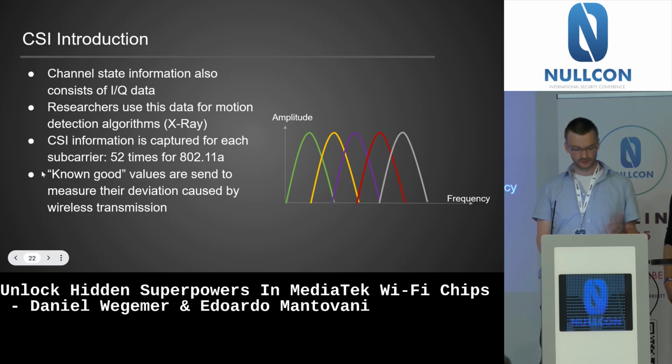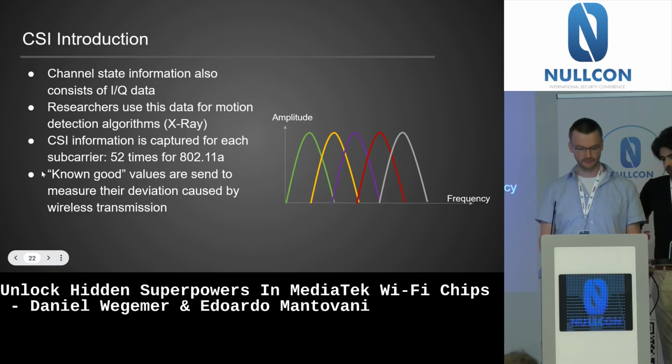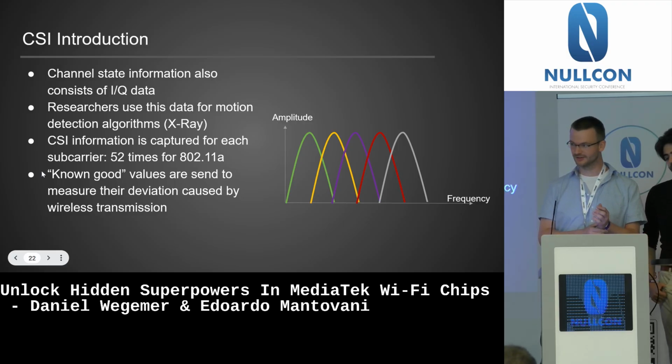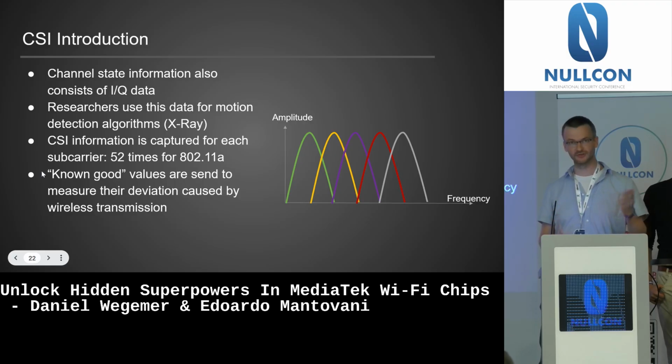Now to CSI. So what does CSI stand for? It stands for channel state information. It also consists of IQ data. Researchers often use this to implement fancy motion detection algorithms. Like you have seen at the very beginning, it was this picture where researchers were able to detect motion or people even behind walls just using Wi-Fi. So this is the stuff they use for this.